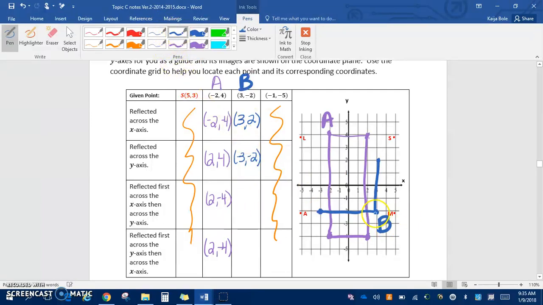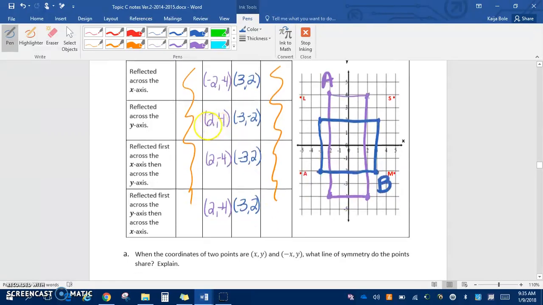And now if I go across the x, so up and then across the y, that gets me over here in the second quadrant, which is at (-3, 2). And then my last one, if we go across the y, so to the left and then across the x, I end up at the same point, (-3, 2).